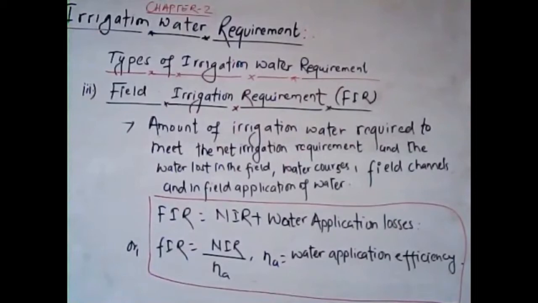Likewise, if we know the water application efficiency, eta A, then we can also determine the field irrigation requirement by dividing the net irrigation requirement by the water application efficiency eta A.